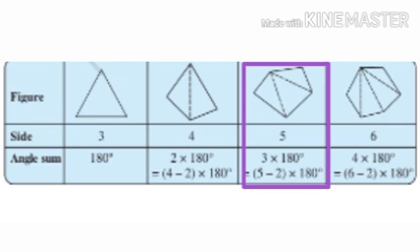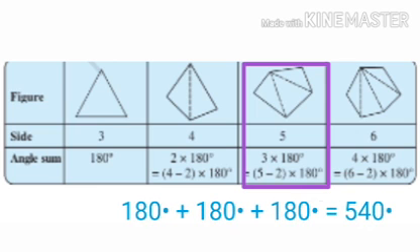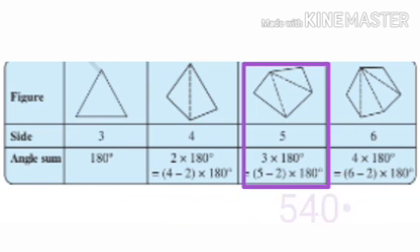Let's see the third figure here. It is a 5-sided pentagon and is divided into three triangles. So 180 plus 180 plus 180, for each triangle, gives us a total of 540. That means if we add all the angles of a pentagon, its sum total will always be 540 degrees.